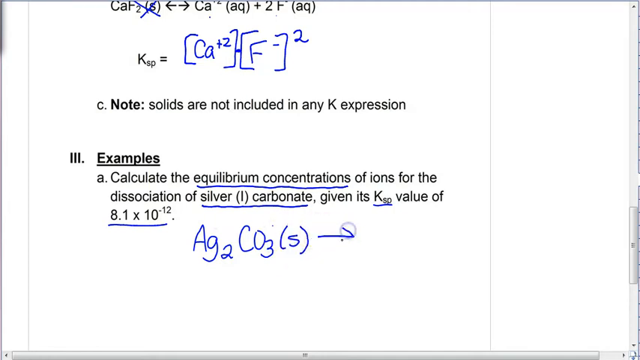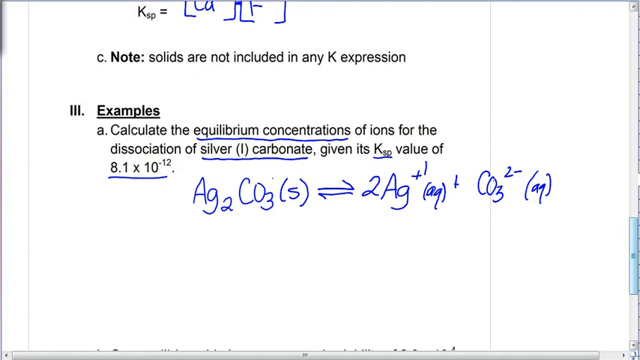And we're going to dissolve it into its ions. So that will break into 2 Ag plus 1s, and 1 CO3 2 minus. So that would be our reaction. You know, people often find that that is the hardest part of doing these calculations. We'll make an ice chart, and we'll write our K equation. KSP will be our two products multiplied by each other.